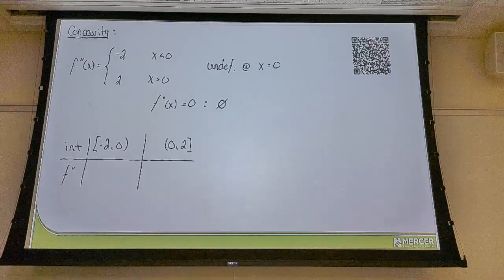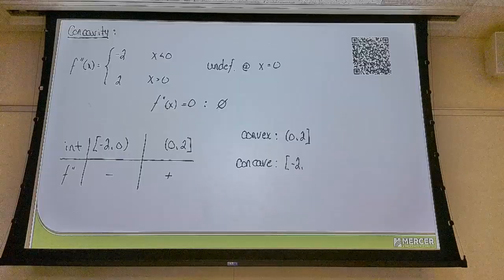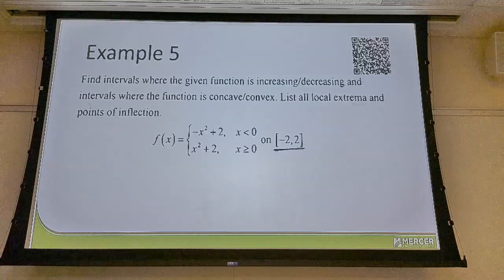From -2 to 0, what is the sign? Negative. What is it from 0 to 2? Where are we convex? 0 to 2. And where are we concave? -2 to 0. Do we switch signs? Yes. So we have an inflection point at 0, which is 2.